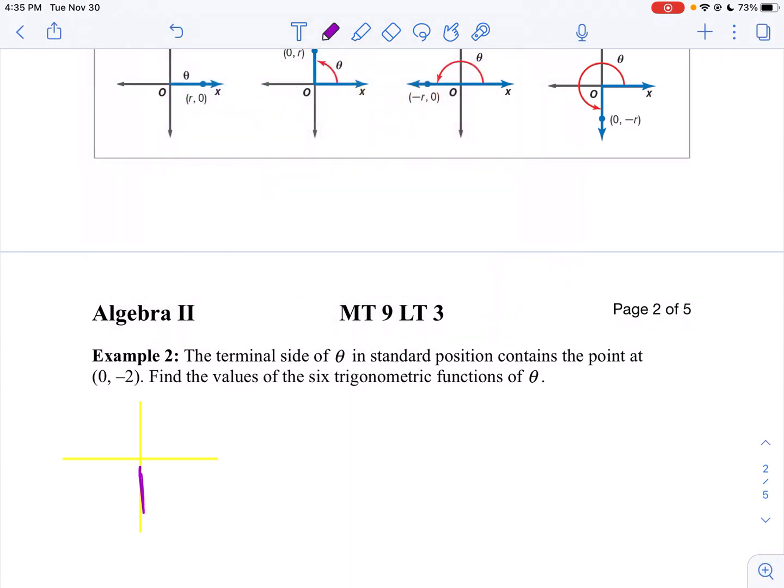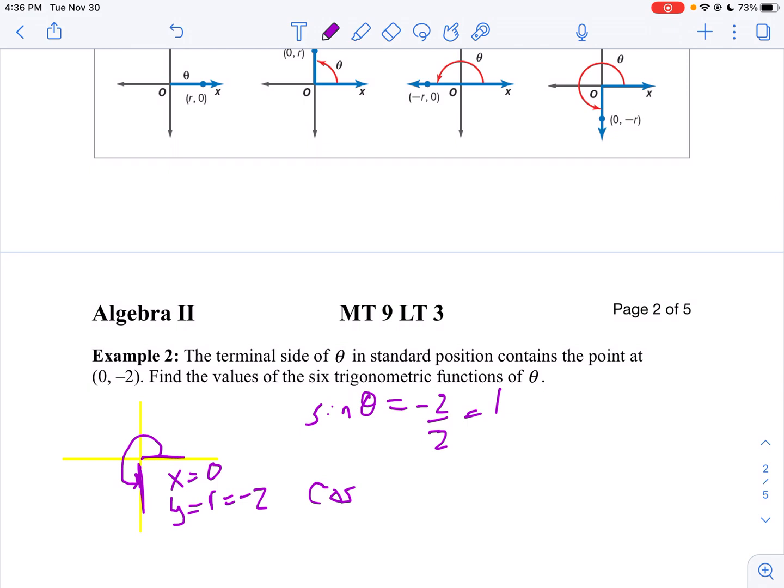So right here is my angle. Here's my quadrant angle. So in this case, x equals 0 and y equals r, which is negative 2. So in other words, we're going to say the sine of theta is y over r. So sine of theta is going to be 1, because it's negative 2 over negative 2, which is 1.